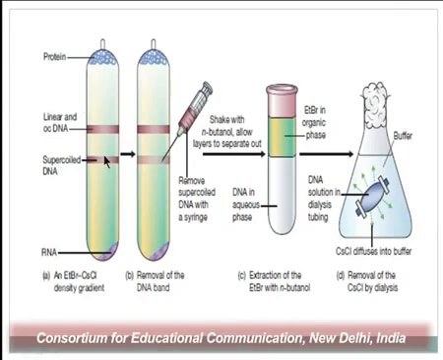So addition of ethidium bromide will cause the supercoiled DNA, which is the plasmid DNA, and the linear DNA to come at different levels in the cesium chloride column. Therefore, the ethidium bromide can be removed by extraction, and then finally the cesium chloride can also be removed, and purified plasmid DNA can be obtained.